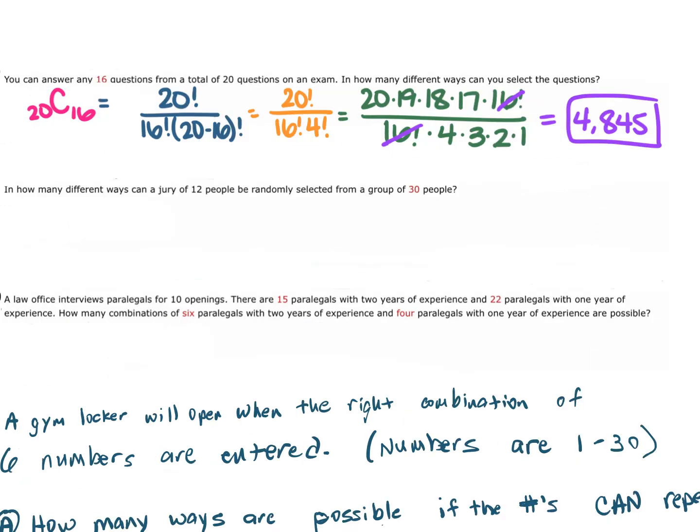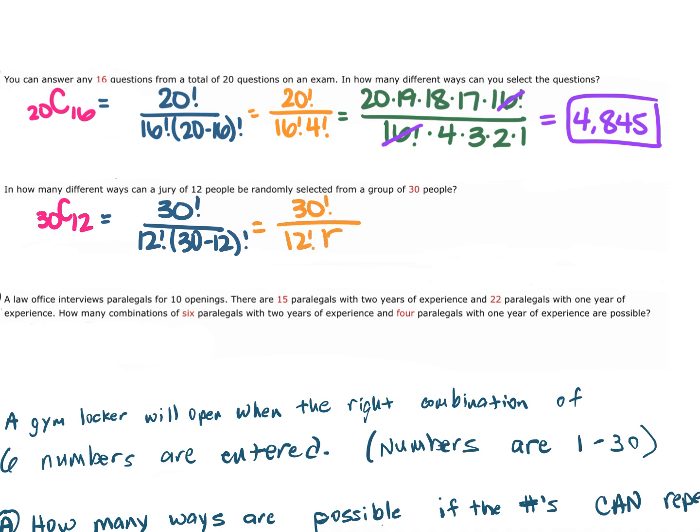For number 10, it asks you, in how many different ways can a jury of 12 people be randomly selected from a group of 30? For this one, again, your order doesn't matter, so you're using a combination. You're picking from 30, and you're picking 12. So that means you're going to have 30 factorial over 12 factorial times 30 minus 12 factorial. This simplifies to give you 30 factorial over 12 factorial times 18 factorial.